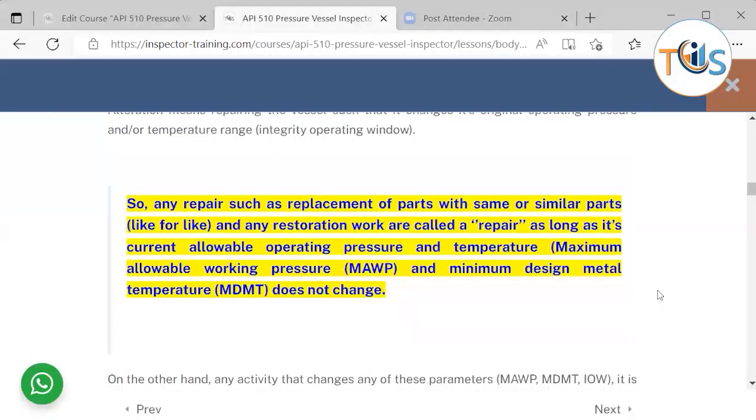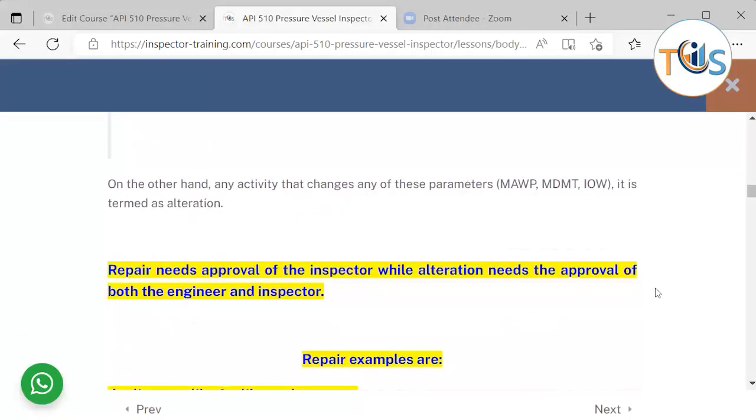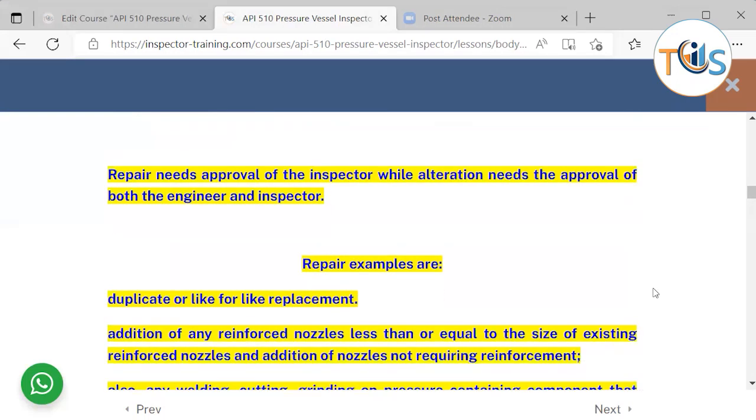So in a nutshell, any repair, such as replacement of parts with the same or similar parts, like for like, or restoration, is called a repair, as long as the integrity operating window, such as maximum allowable working pressure or minimum design metal temperature, does not change. Whereas alteration means that you change any integrity operating window, such as MAWP, MDMT, etc., or the fluid. So repair needs approval of the inspector only, while alteration, because there is a design change here, needs the approval of both the inspector and the engineer.